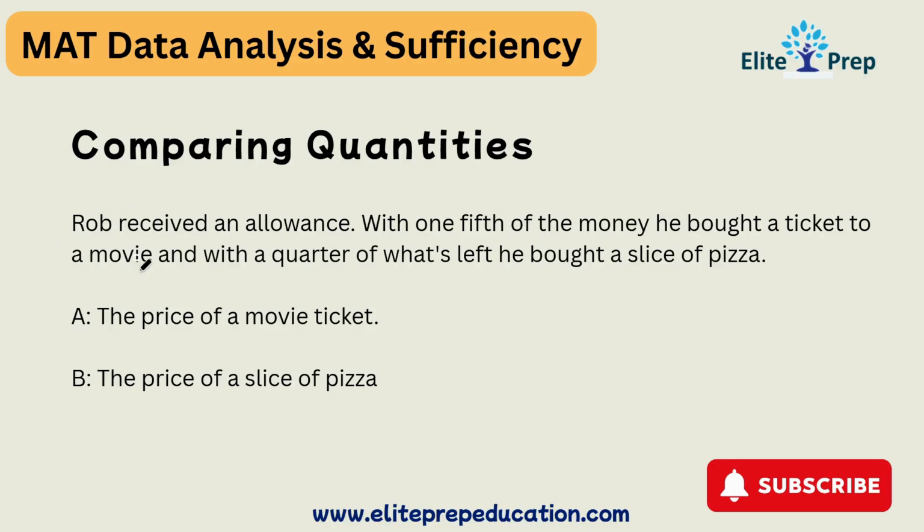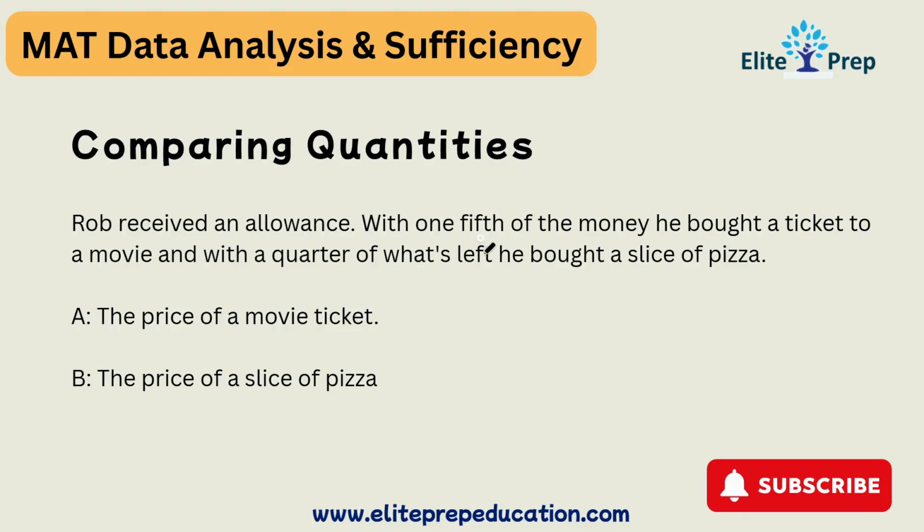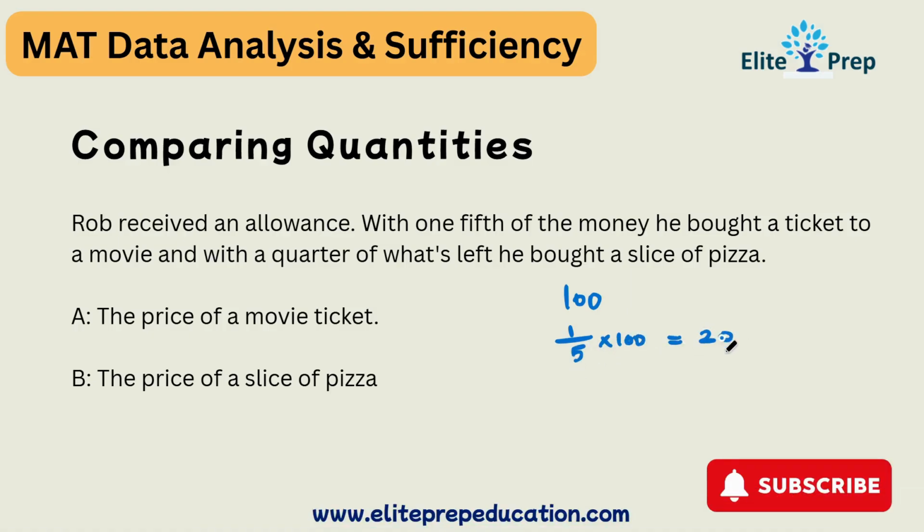Let us see this last question. Rob received an allowance. With 1/5 of the money, he bought a ticket to a movie. With a quarter of what's left, he bought a slice of pizza. Column A is the price of the movie ticket, column B is the price of the pizza slice. Now there is no number given at all. In such a case, we can assume a number, maybe 100 rupees as the allowance. Of that, 1/5 of 100 he spent on the movie ticket, which is 20 rupees.